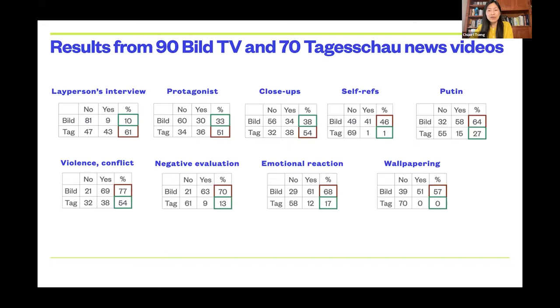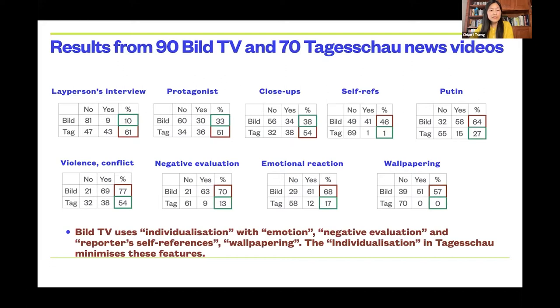You can see in the table of self-reference, Tagesschau only did it once, while Bild TV used it in 46% of the videos. And they are always self-references of personal opinions. And if you look at Putin, in Bild TV, 64% of their videos have Putin mentioned, but Tagesschau has only 27% of all videos. They don't particularly focus on Putin. So from this result, we can see that Bild TV uses individualization together with emotion, negative evaluation, reporter self-reference, and wallpapering. They combine these elements together.